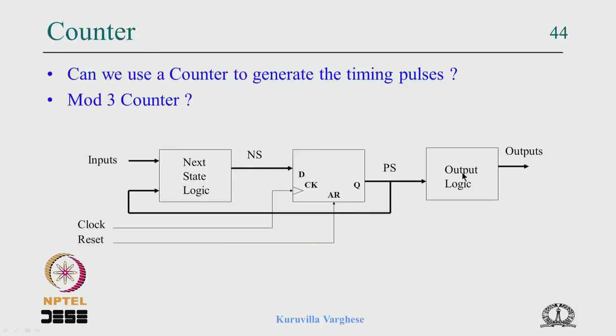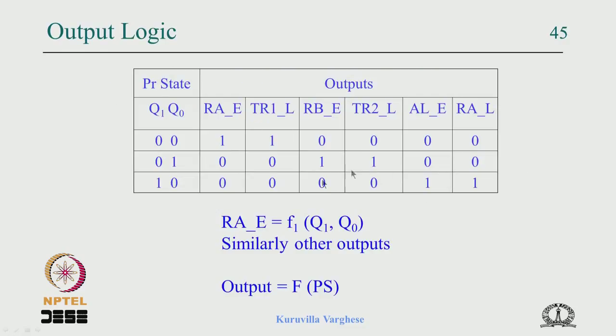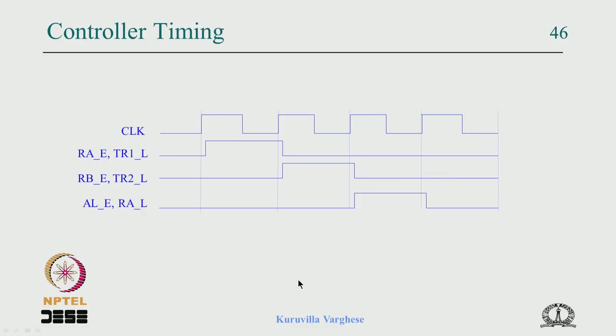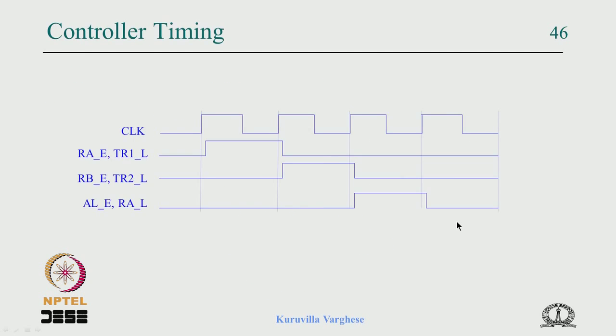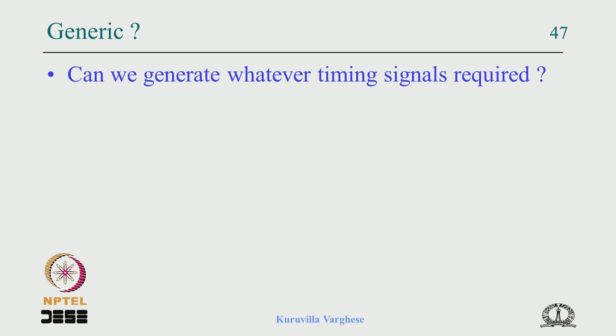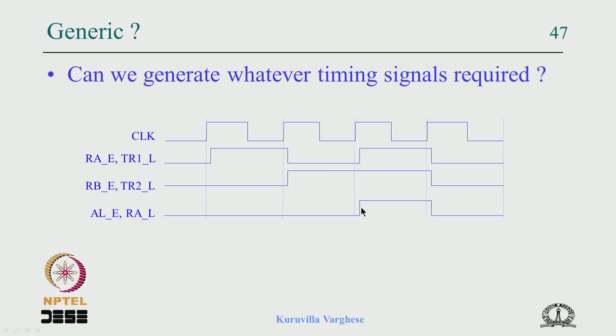This can be implemented by writing the truth table, which we have seen, and you get the output as a function of the present state. We also saw that this particular delay comes naturally because of the TCQ and the T output logic. Then we asked whether this is enough to generate all kinds of timing signals. Is it a generic architecture? We put in some arbitrary waveform and said yes, it is fine, because the output logic and the truth table can be changed to generate any kind of waveform in terms of the clock period. In this case the answer was yes.